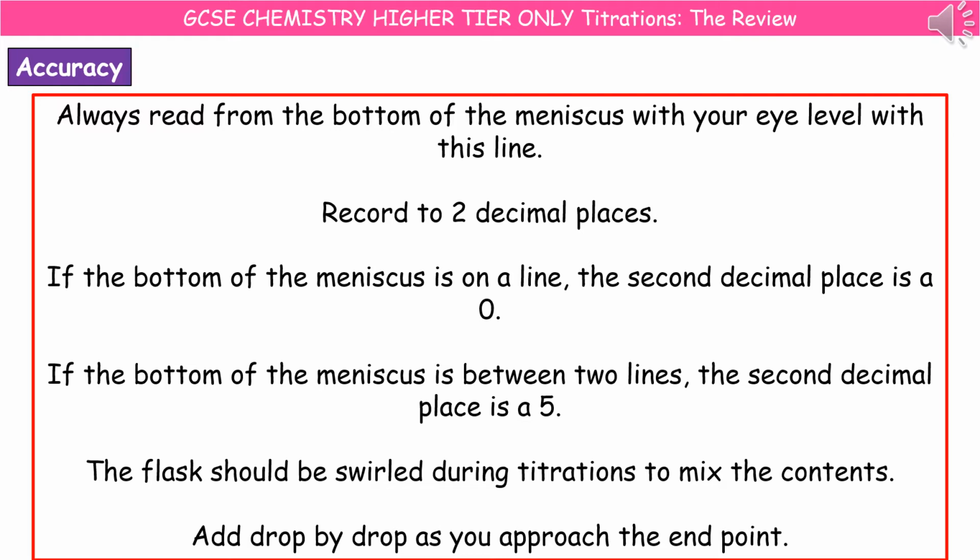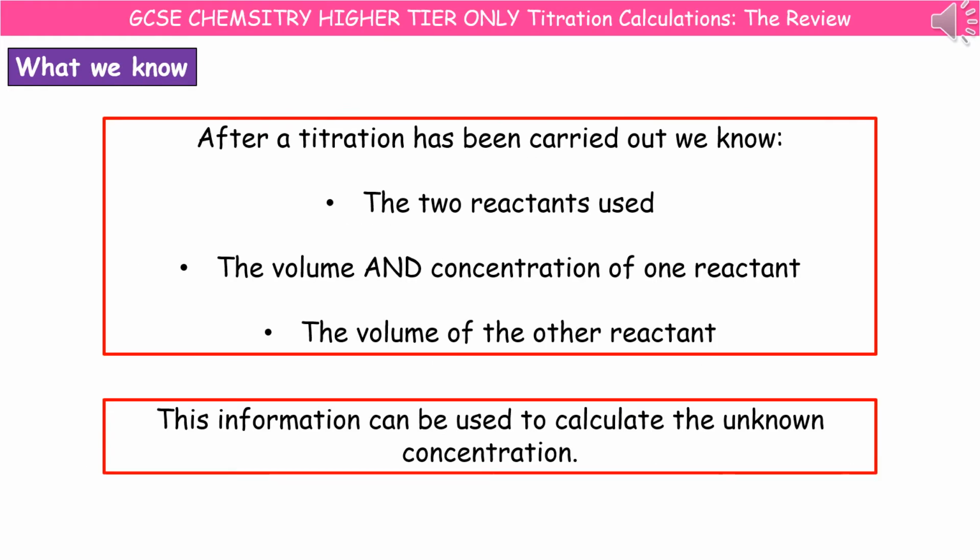As we've already said, read from the bottom of the meniscus with your eye level with that line. Record it to 2 decimal places. So if the bottom of the meniscus is on a line, then it's a 0, whereas if the bottom of the meniscus is between 2 lines, the second decimal place is a 5. You should always swirl the flask to mix the contents and add it drop by drop as we approach the end point.